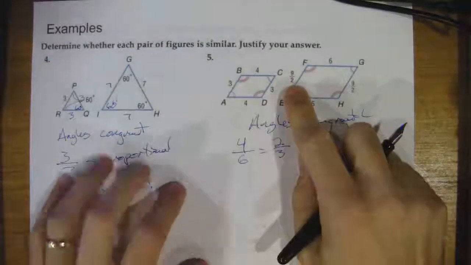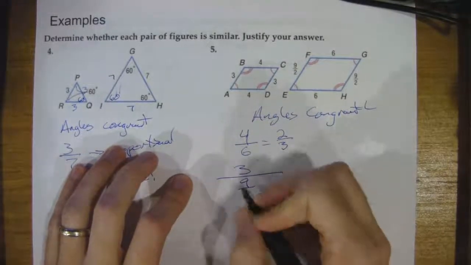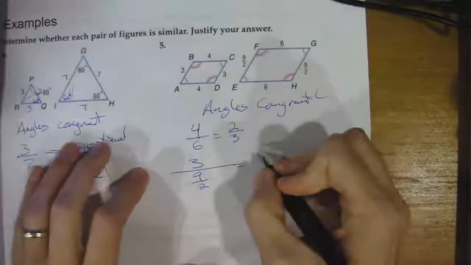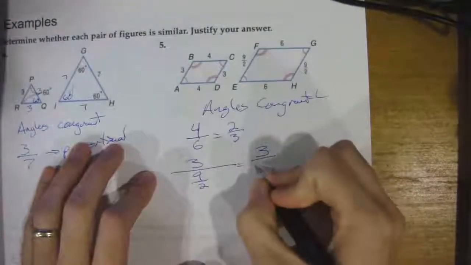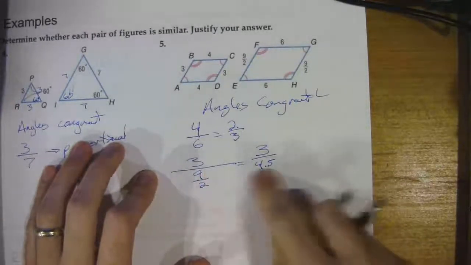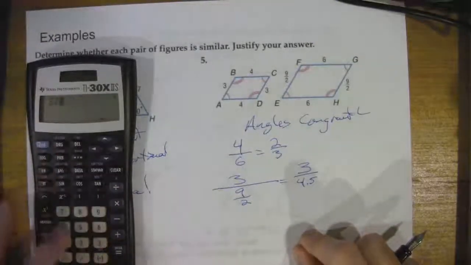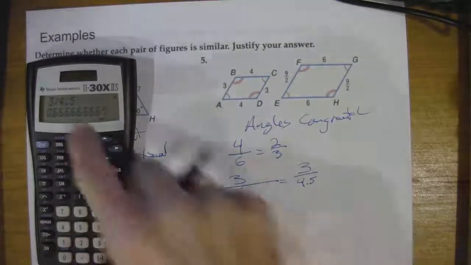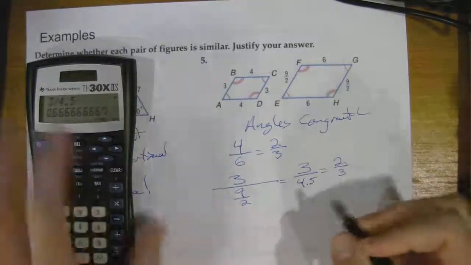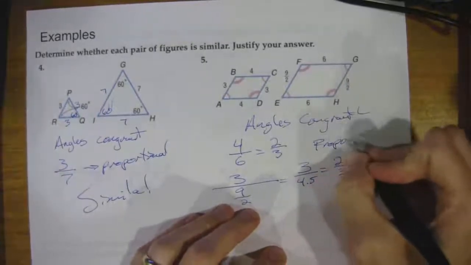Let's see if we get the same relationship here. So if I compare 3 to 9 and a half, or 9 halves rather, we could rewrite that as 3 over 4.5. Again, half of 9 there, 4.5. We can divide that out real quick. So 3 divided by 4.5. And sure enough, we get 0.6 repeating, which we know is another way of talking about 2/3. So cool. We have things that are proportional, or sides, that is.